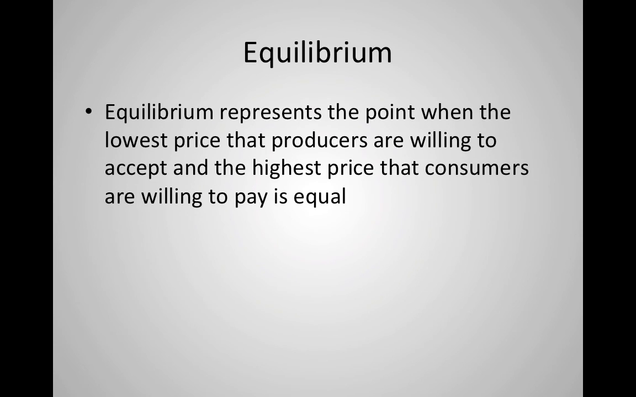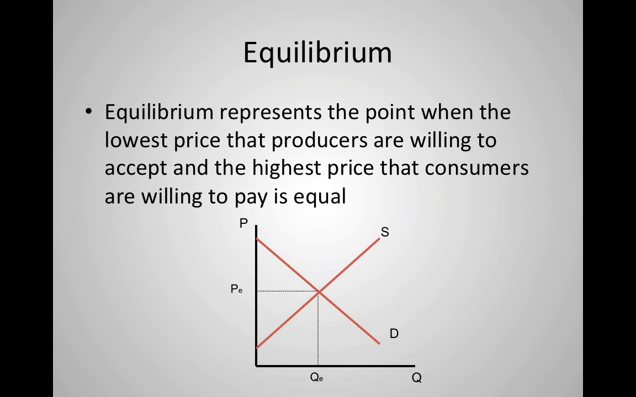As we said earlier, equilibrium is the price where supply and demand intersect and the quantity where supply and demand intersect. It's basically represented by the dotted lines and points P E and Q E. And we'll go into that more next time. But that's all for now.